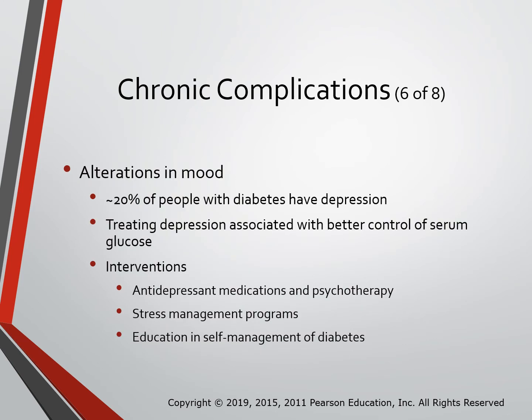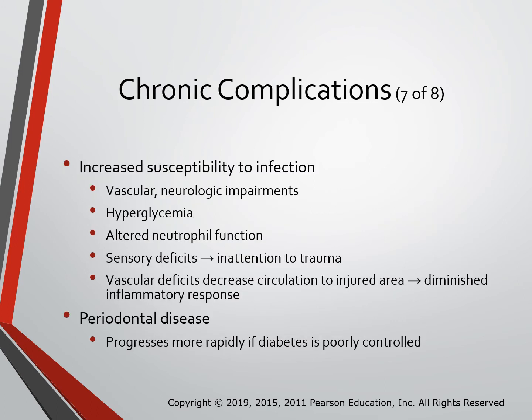You have alterations in mood because it does affect our brain. And when we're not getting enough circulation to our brain, we're not getting enough oxygen again. And then it talked about using antidepressant medications, stress management programs, and then just trying to manage your diabetes better.